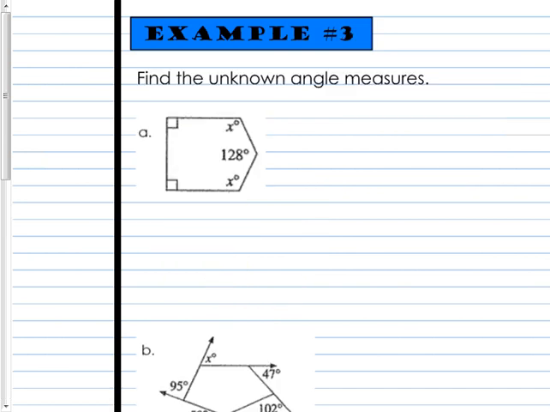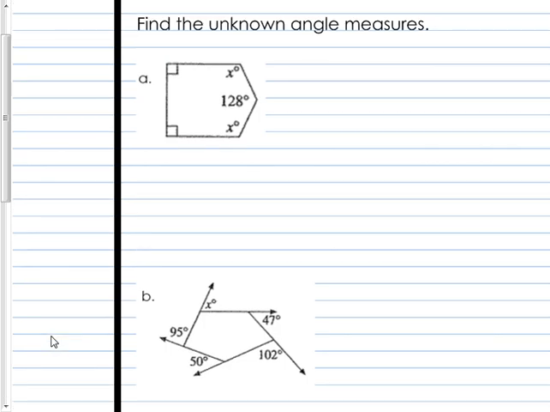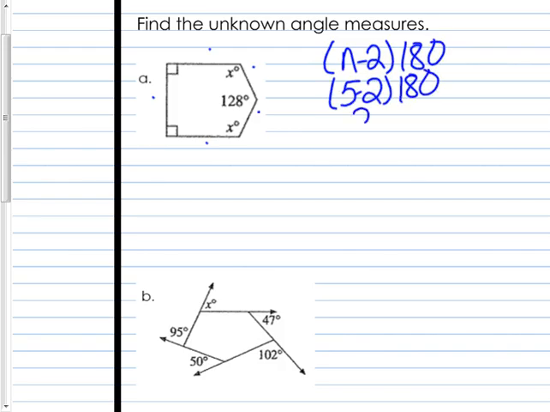Let's do example 3A. Find the unknown angle measures. Okay? So first of all, we have to know how many degrees it's going to be inside. Well, it has 1, 2, 3, 4, 5 sides. N minus 2 times 180. 5 minus 2 times 180. 3 times 180. 540 degrees. Okay?